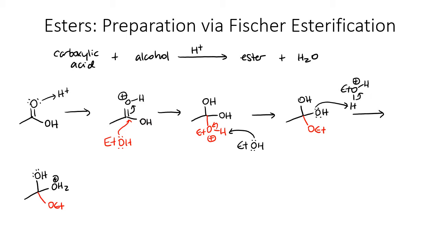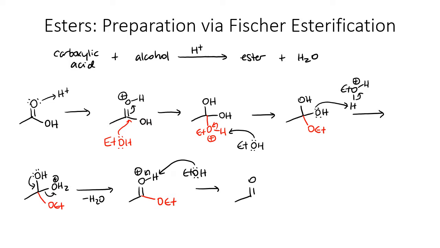So our next step is the other OH group that has not been protonated is going to donate its electrons to form a double bond and kick off the leaving group in the form of water. And in our last step, another ethanol can come in, act as a weak base, get rid of the extra H, and we form our ester.